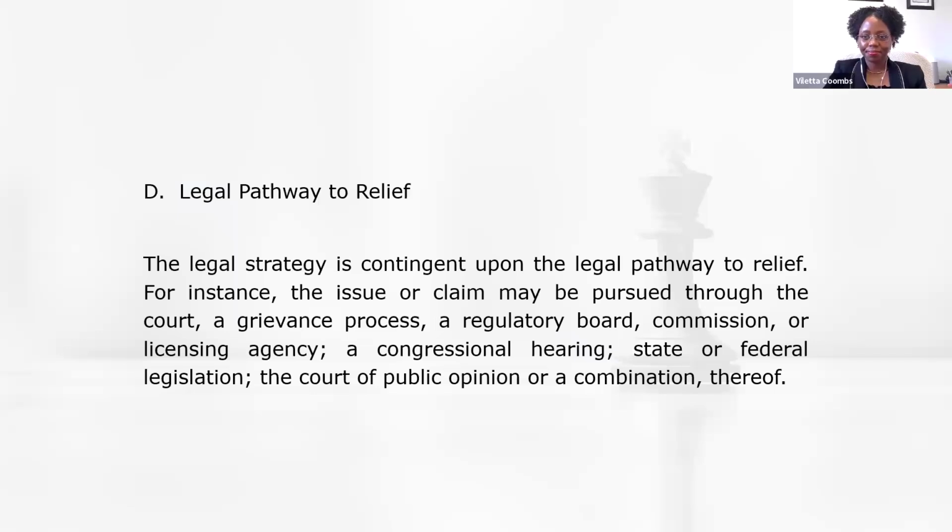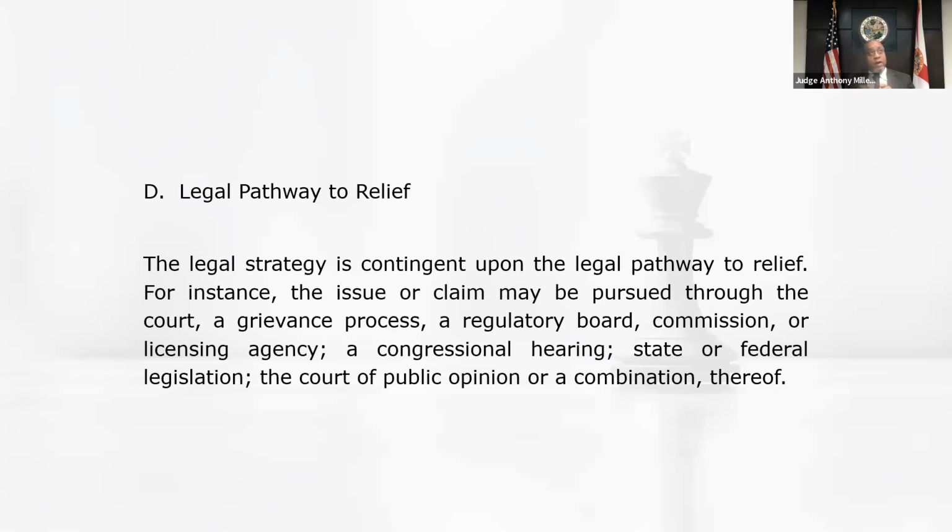But going back to these legal pathways, you have congressional hearings, state or federal legislation, a court of public opinion, or a combination thereof. With the ubiquitous use of social media, the court of public opinion is seeing increased use by many individuals. Sometimes that's effective, sometimes it's not effective, but it is one of the things that individuals strategically do look at.